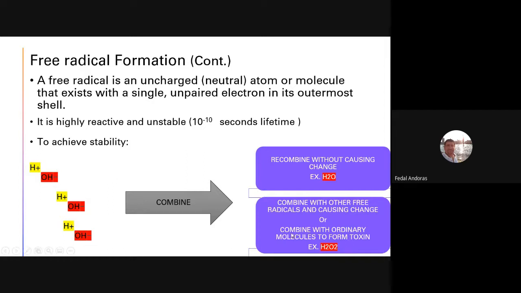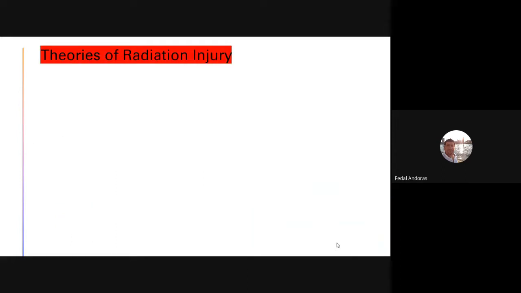The problem is when it's combined with an ordinary molecule to form a toxin. Here, if you have two hydrogens with two oxygens, we will get H2O2, hydrogen peroxide, and this end result is more harmful to the body. It's a toxin. And here this is the problem of free radical formation. So, theories of radiation injury.